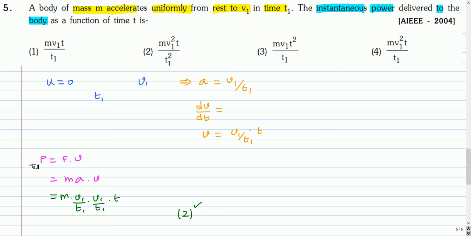So the power delivered to the body is force into velocity. Force is mass into acceleration. And acceleration is v1 by t1. And velocity is v1 by t1 into t. So using that we get the instantaneous power as m v1 square by t1 square into t. So the correct option is option 2.